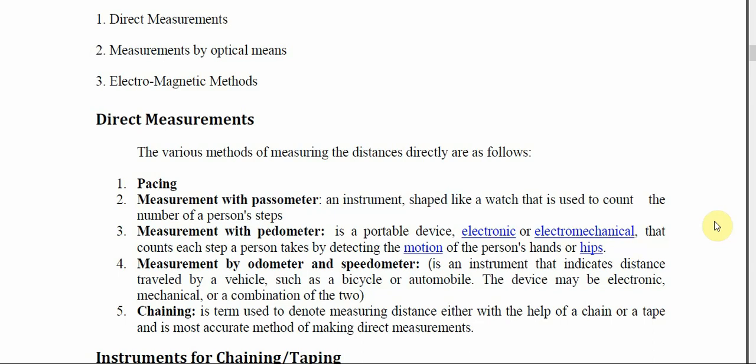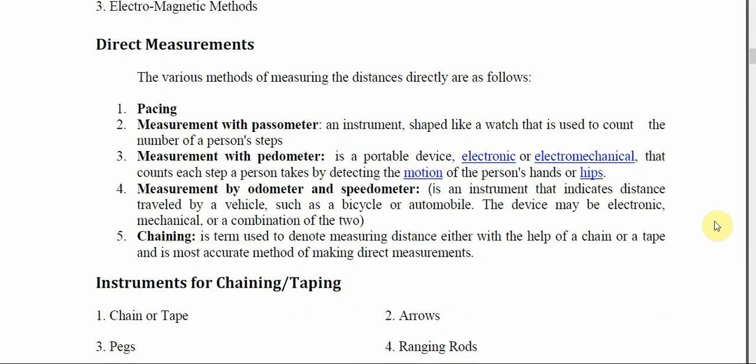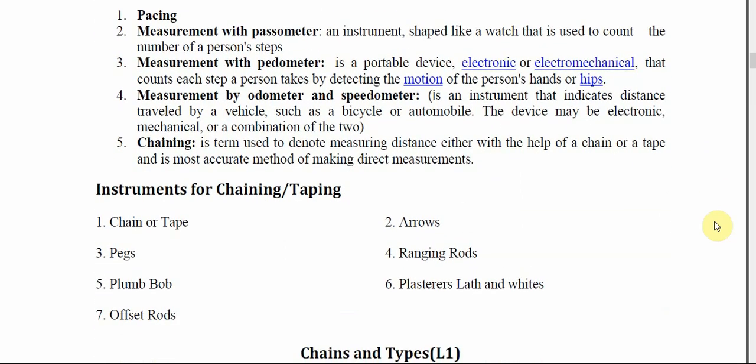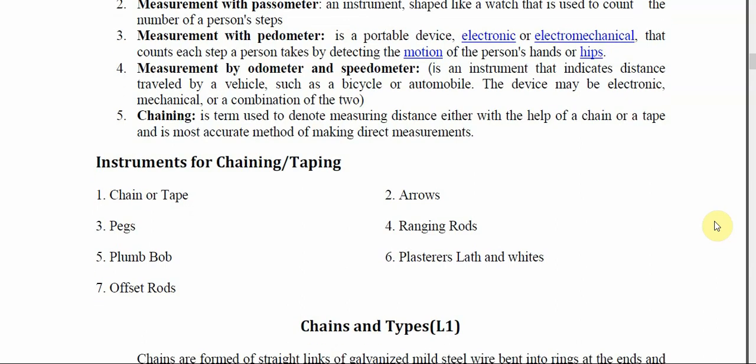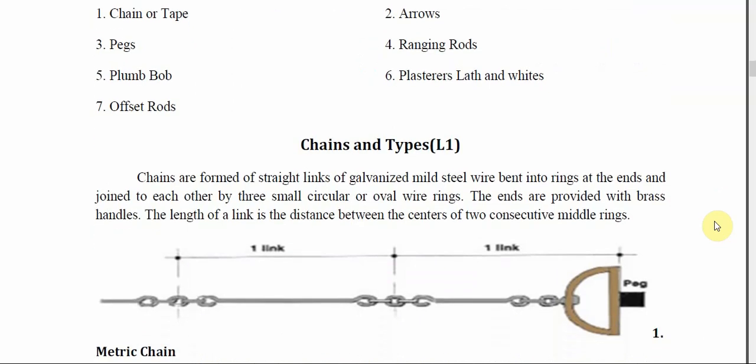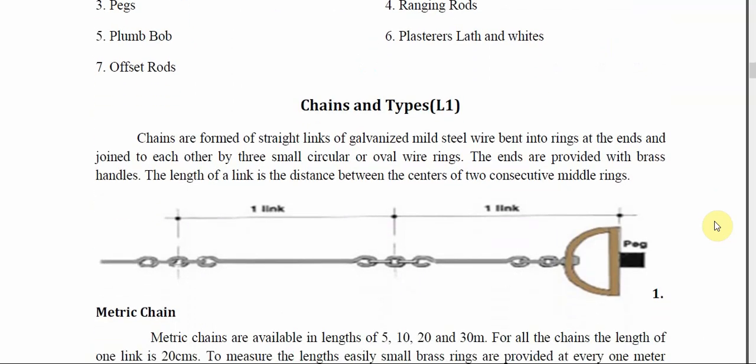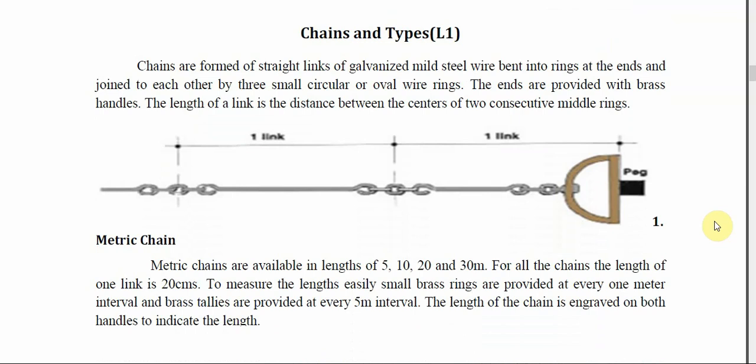Now, the various types of instruments that are used in chaining or taping are: first, chain or tape; second, arrows; third, pegs; fourth, ranging rods; fifth, plumb bob; sixth, plasters, lathe and mites; seventh, offset rods. Now let us go through different types of chains. Now, what is a chain?